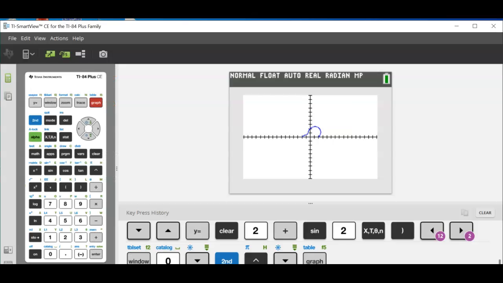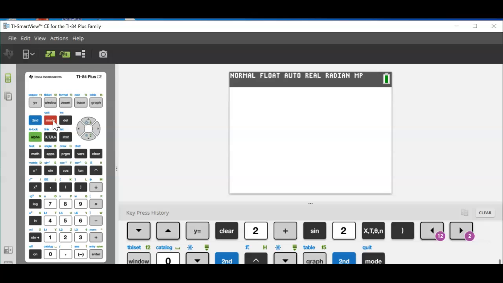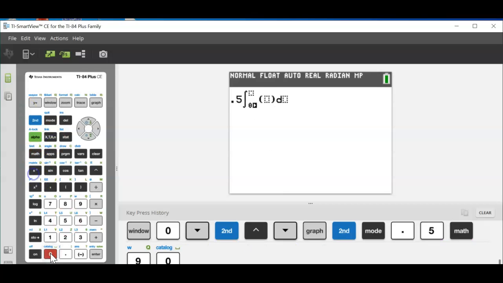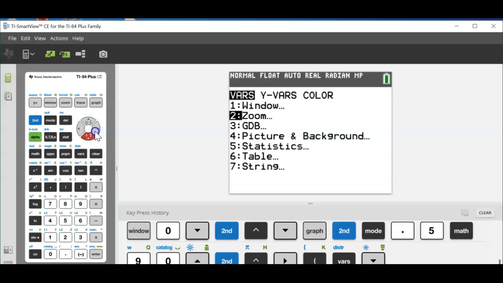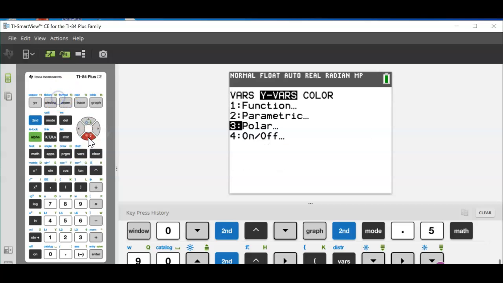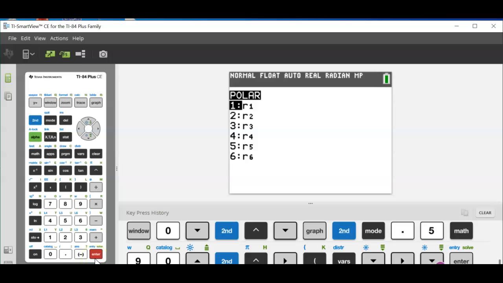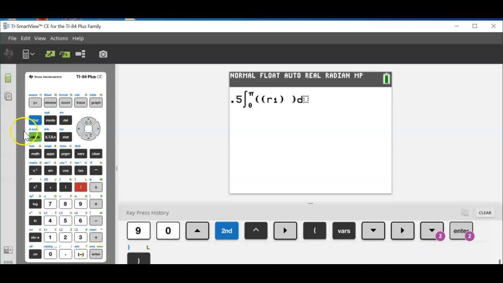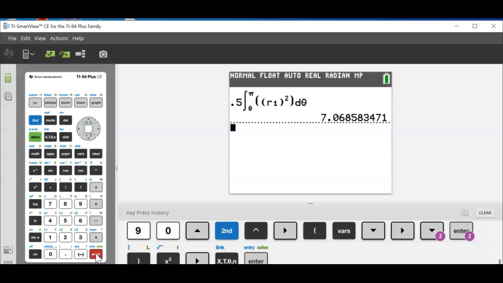Let's go back for it. Okay, let's see. We got 0.5, math 9, and then we got 0 to pi. I always forget if this works. Let's see. If I hit vars, y vars, we're in polar mode. We have it typed into y1. I feel like that should work, but I also know I don't really fuss with polar mode in the calculator very often. Let's see. Ooh, that is the correct answer. That's the answer I have on my answer key. So that looks like it works pretty well.